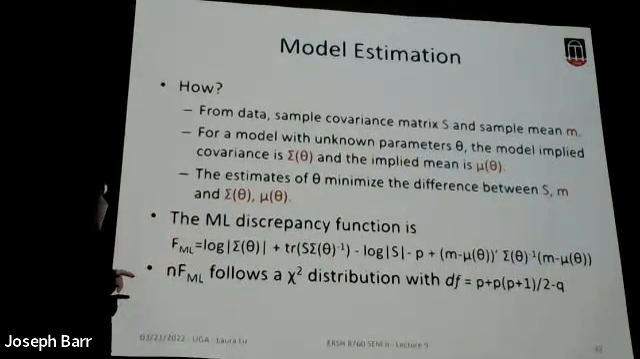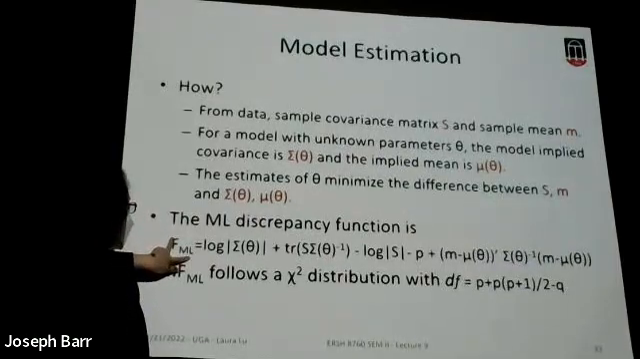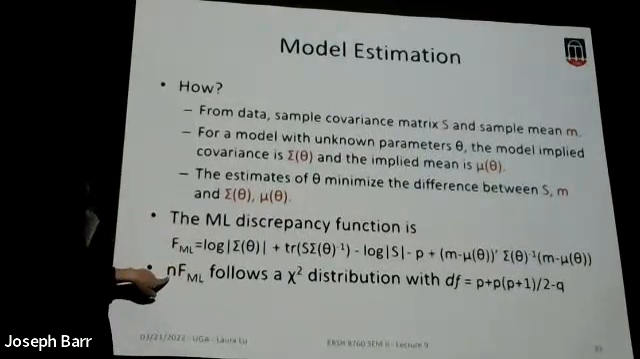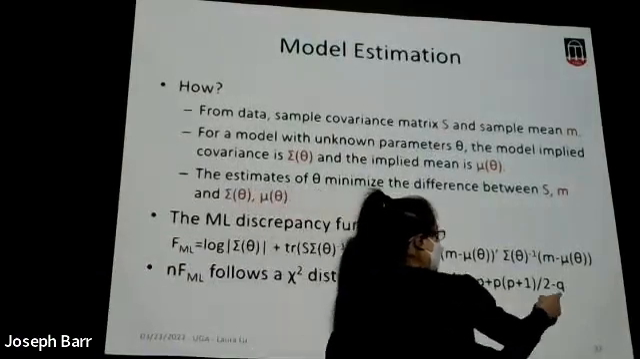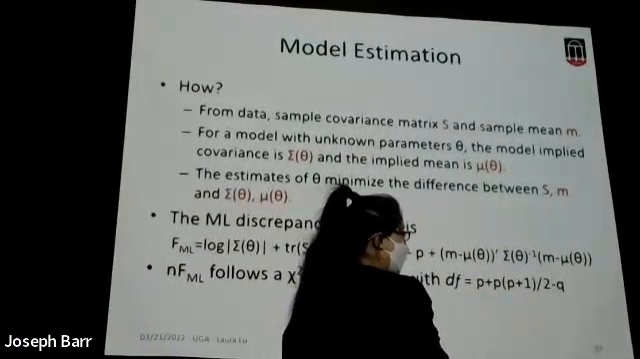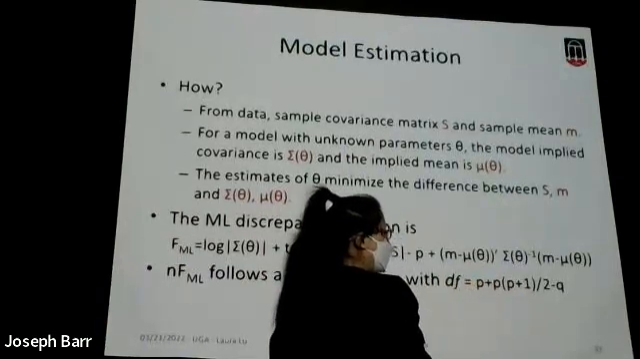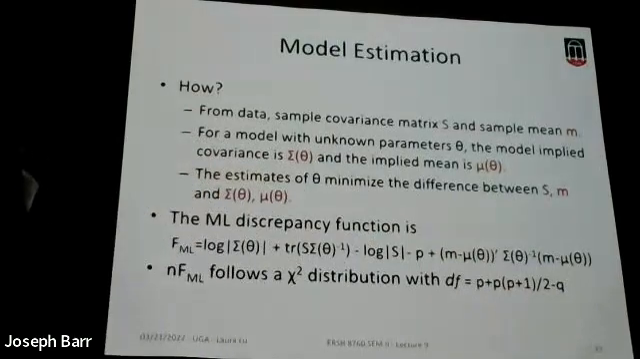And we have theory to support that: the F value, the FML times the sample size, follows a chi-square distribution. The distribution is this number. The P is the number of variables in this model. And the Q is the number of parameters in this model. The difference is the degrees of freedom of the distribution. This is the theory part.